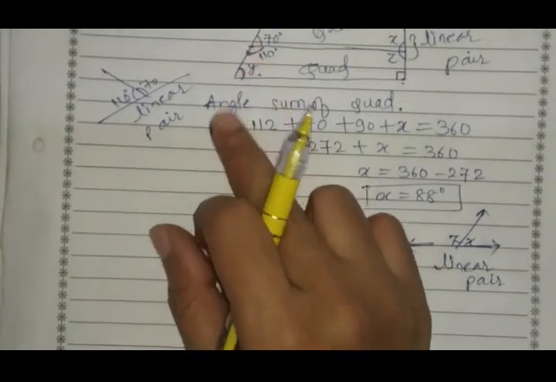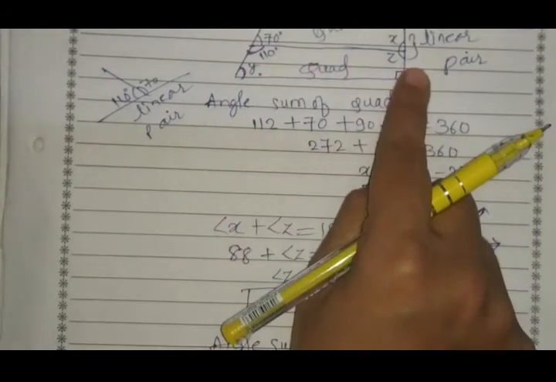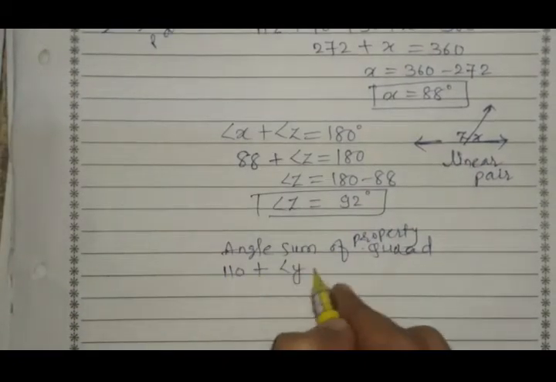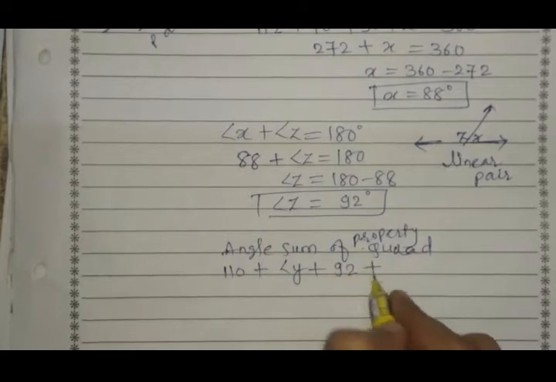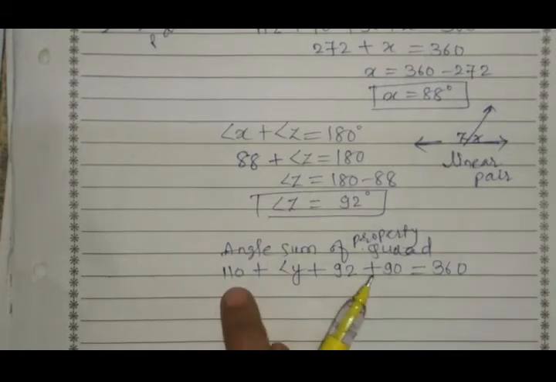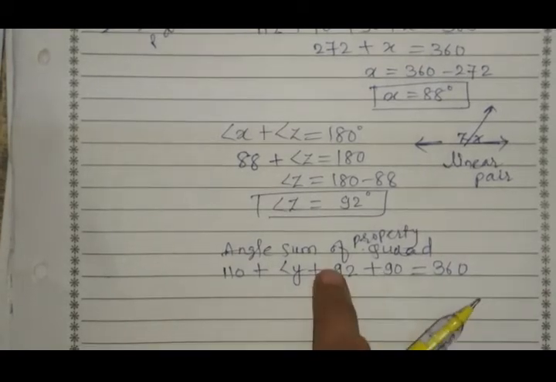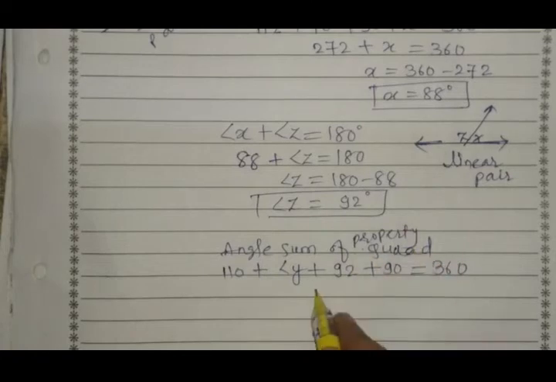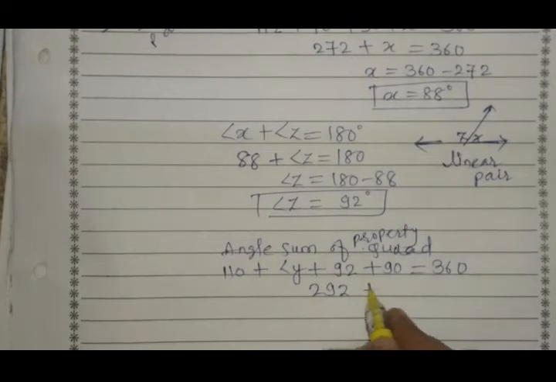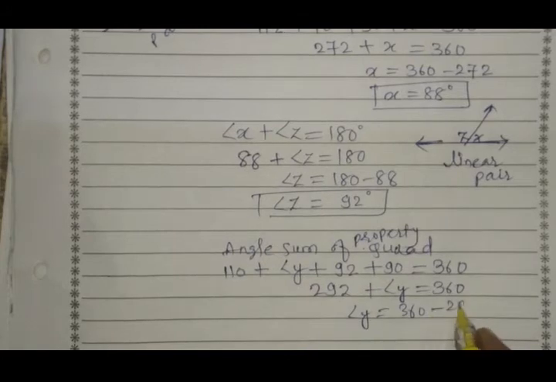So here 110 plus angle y plus angle z, which is 92, and again 90, is going to be 360 degrees. So now we add 110, 92 and 90, and we get 292 plus angle y is equal to 360 degrees. So angle y is going to be 360 minus 292. We just need to subtract it, and after subtracting we get 68.